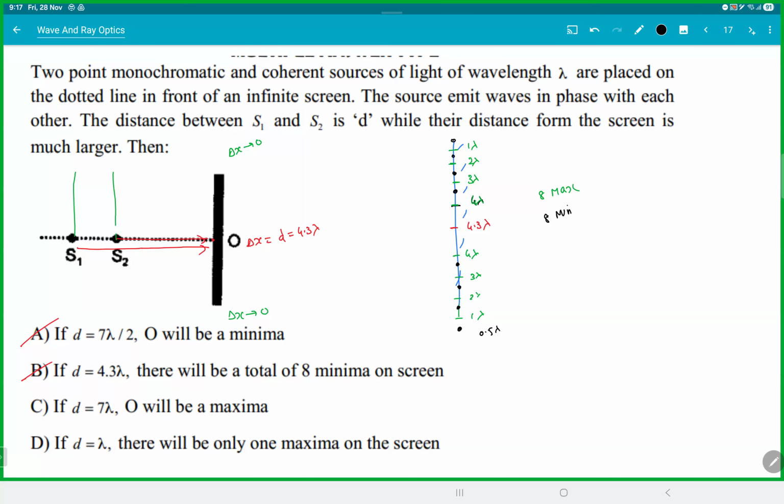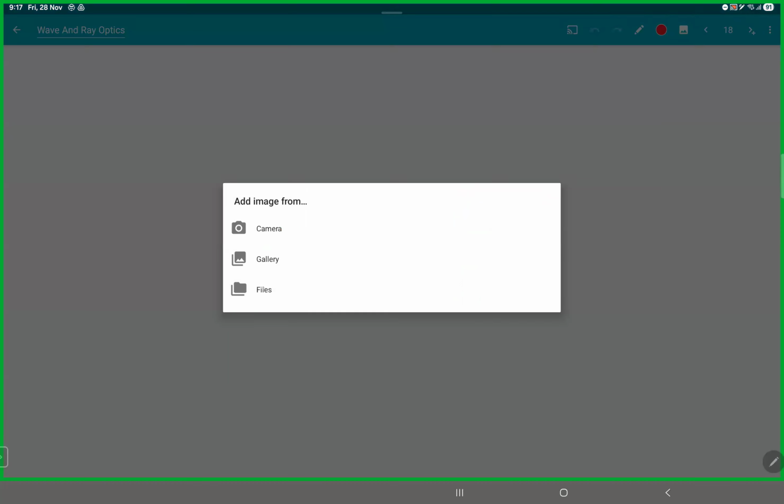You should definitely check out the notes. We did almost 5 different models on this. If d is equal to 7 lambda, minima, that is also right. If d is equal to lambda, yeah, there's only one maxima on the screen because this is 1 lambda, this is 0, 0. So you're gone. There's only 1 lambda. All are right. Clear with this? So that's an important one. You can play around like that.